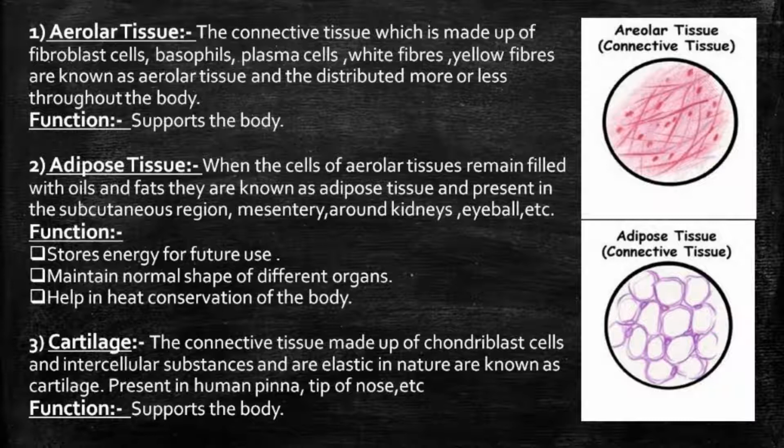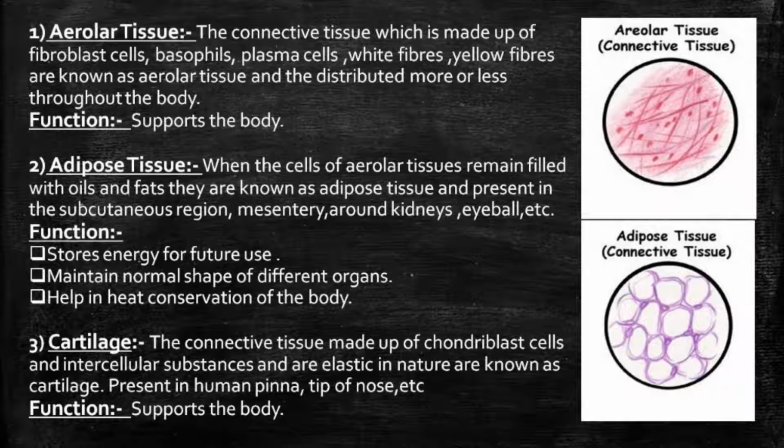Next, the adipose tissue. When the cells of the areolar tissue remain filled with oils and fats, they are known as adipose tissue. This tissue forms the padding under the skin and is found around the kidneys, eyeball, in the subcutaneous region, mesentery, etc. The function of adipose tissue is: stores energy for future use, maintain normal shape of different organs, help in heat conservation of the body.